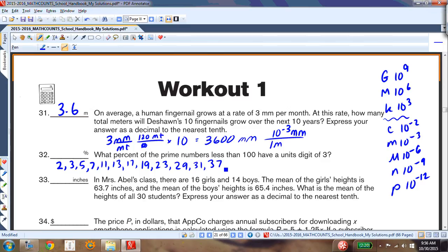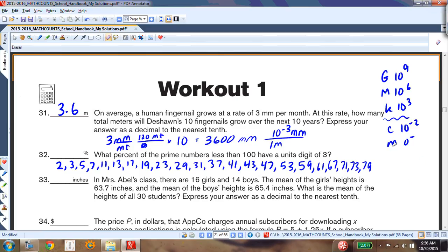37, 41, 43, 47, 53, 59, 61, 67, 71, 73, 79, after that 83, 89, and 97. Might be an easier way to do this problem. If so, you can leave it in the comments section of this.